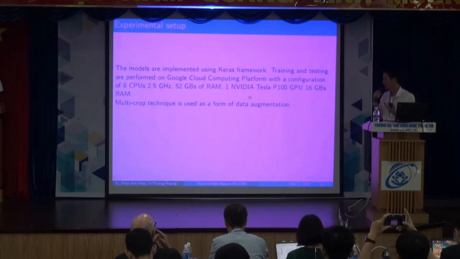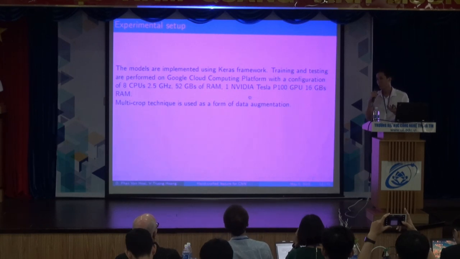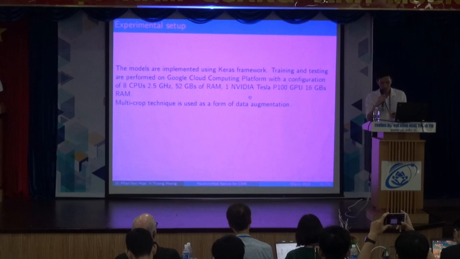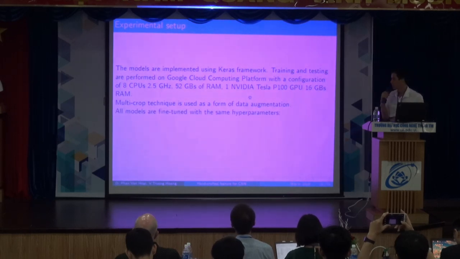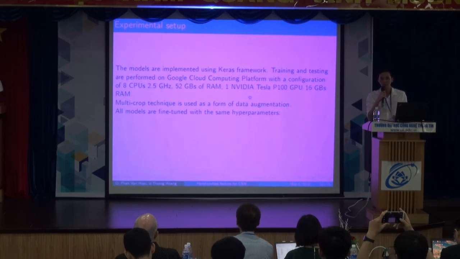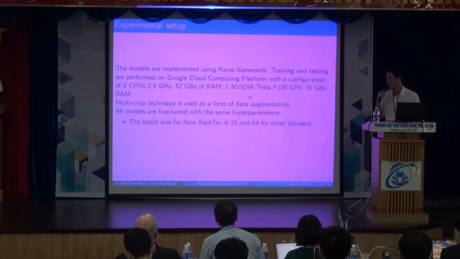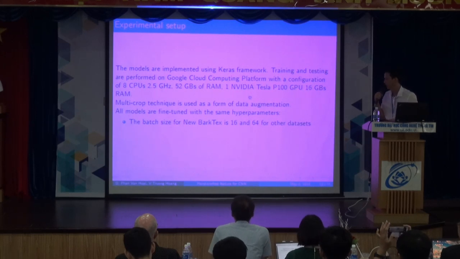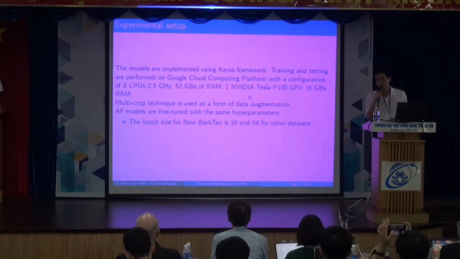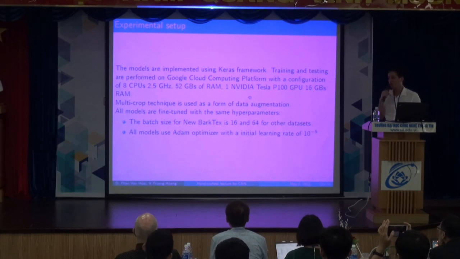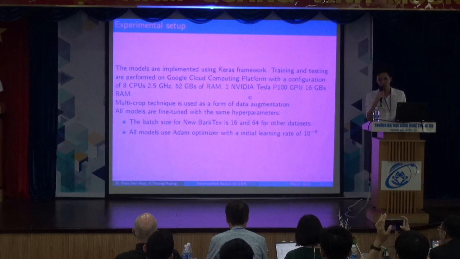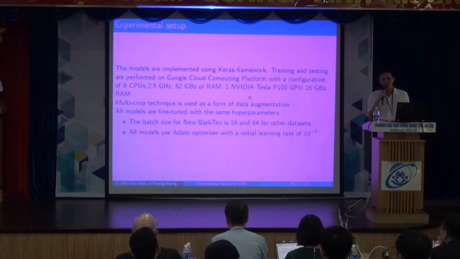For a reason, the graph aligns with four corners, and the last one is the graph from the center of the image. All models are fine-tuned with the same hyperparameters for a fair comparison. The batch size for NewsBug test is 16 and 64 for other datasets. And all models use the Adam optimizer with a learning rate of 10 to the power of minus 5.